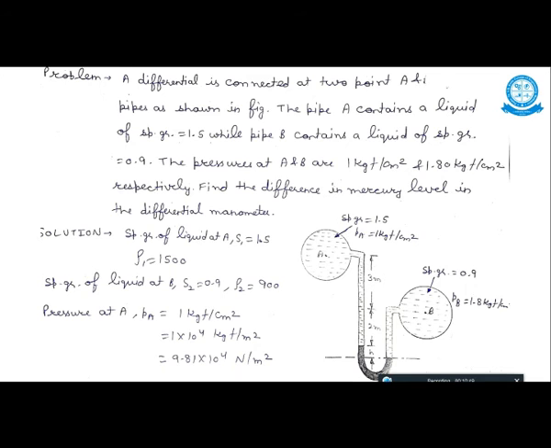A differential manometer is connected to the two points A and B as shown in the figure. Pipe A contains a liquid of specific gravity 1.5, while pipe B contains a liquid of specific gravity 0.9. The pressures at A and B are 1 kg per centimeter square and 1.80 kg per centimeter square respectively. Find the difference in the mercury level in the differential manometer.